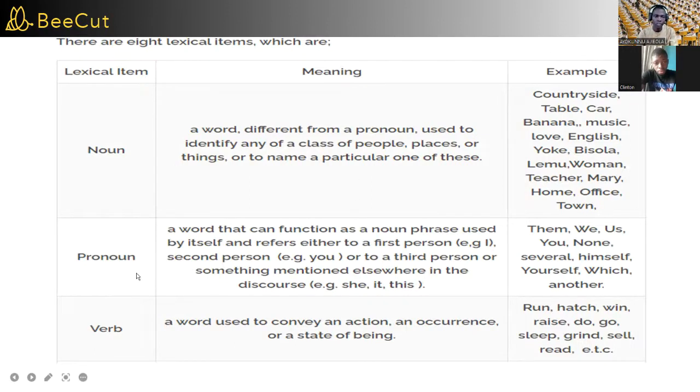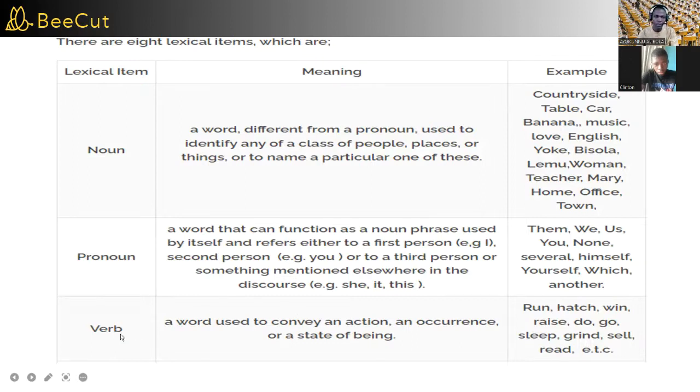So these are called nouns. Then the next one we talk about is the pronoun. A pronoun is used to replace a noun in a sentence. A word that can function as a noun phrase used by itself and refers either to a first person, a second person, or a third person, or to something mentioned elsewhere in the discourse, like she, it, and this. Examples include them, we, us, you, none, several, himself, yourself, which, another.